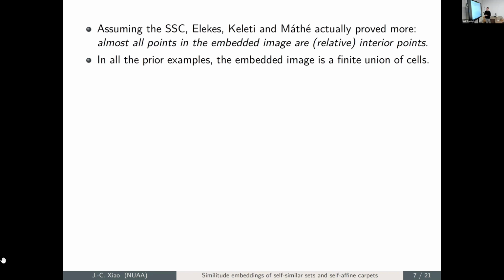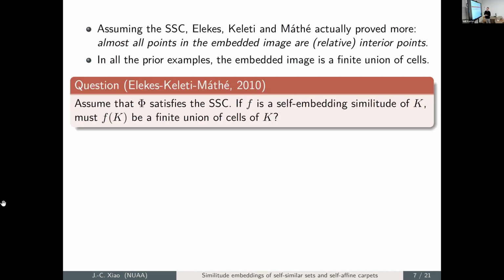So this leads to a very natural question: under the strong separation condition, if F is a self-embedding similitude of K, must the embedded image be simply a finite union of cells of K? I mean, whether or not this must be the case.